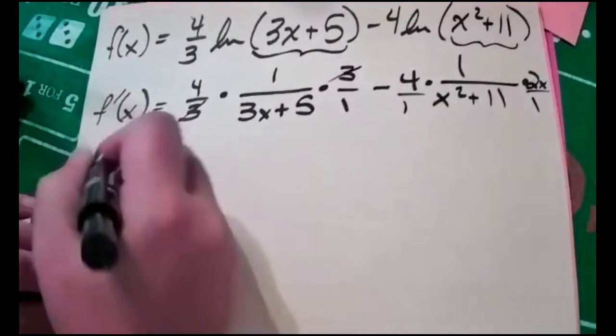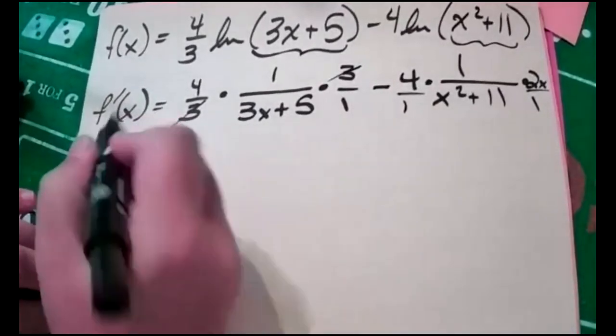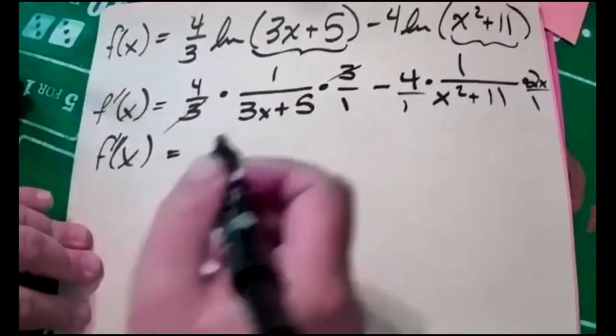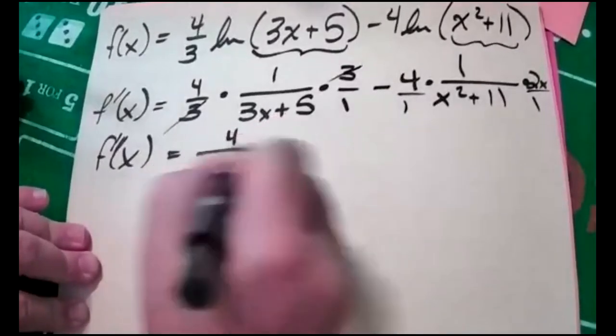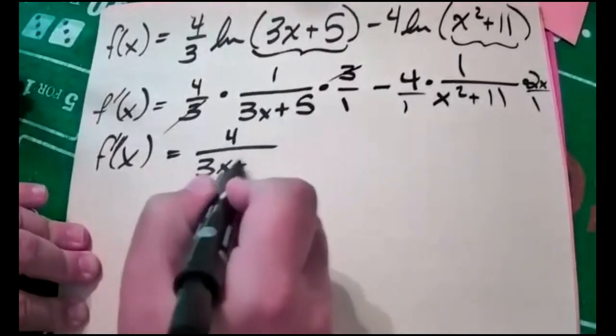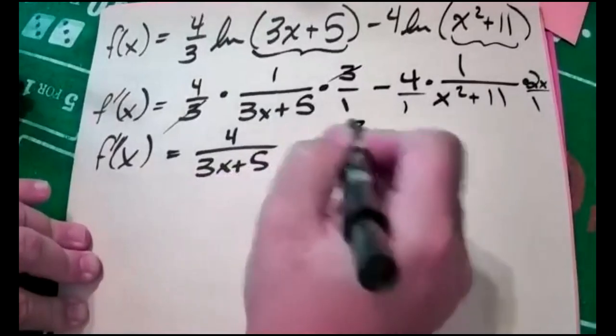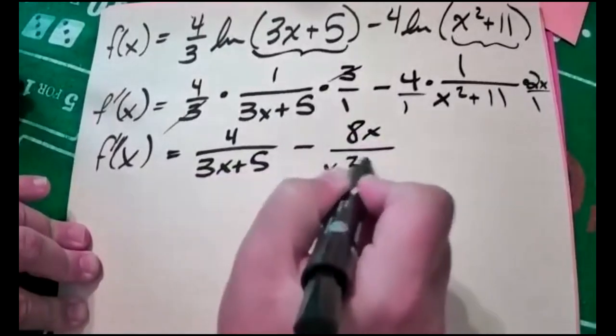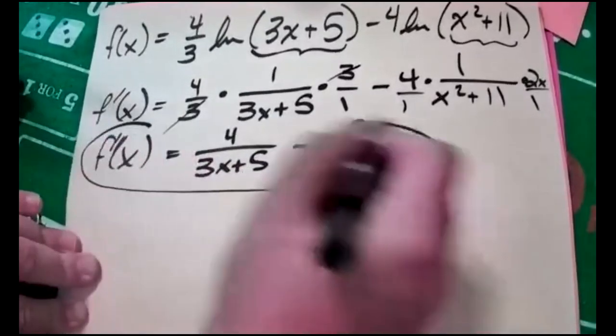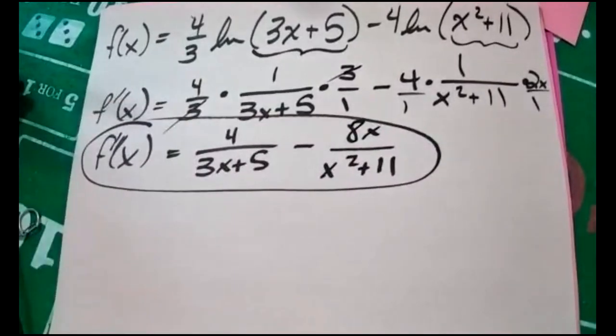So our final answer now, cleaned up, is f prime of x is equal to 4 over 3x plus 5 minus 8x over x squared plus 11. This is what we're looking for, our final derivative.